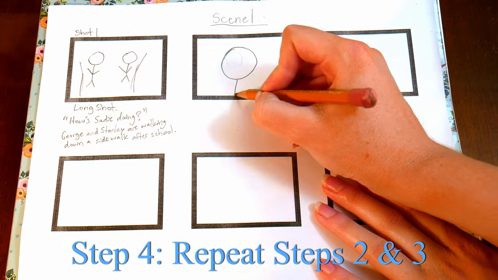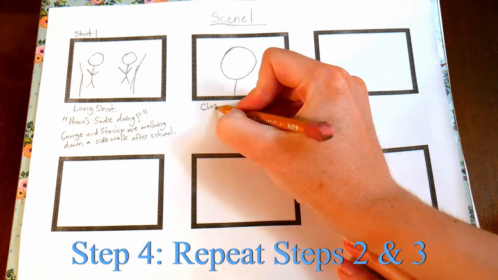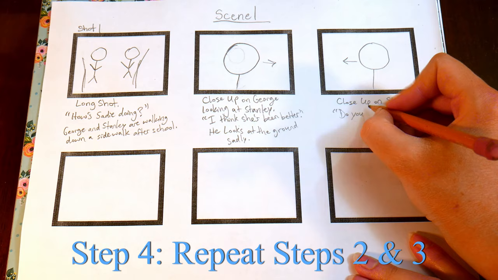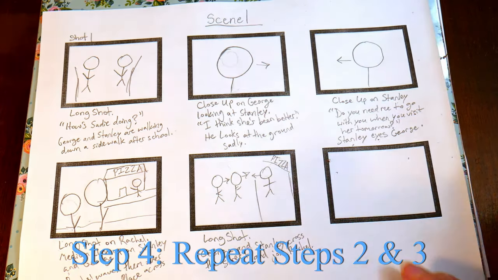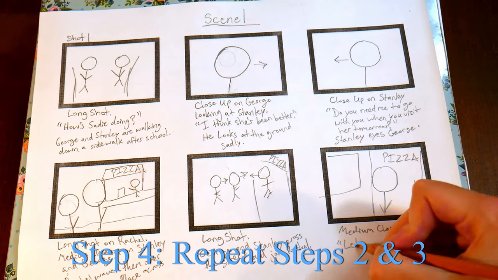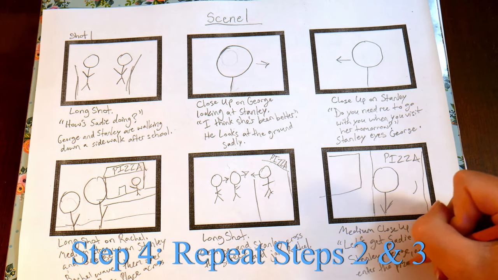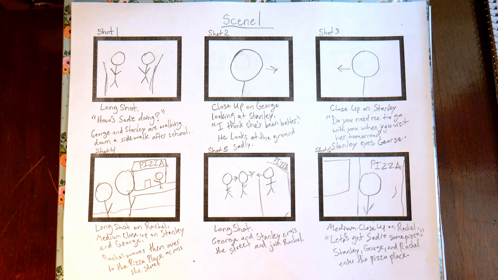Step 4. Repeat steps 2 and 3, working from the left to the right until your scene is complete. There you have it, a completed storyboard. Now you're ready to film.